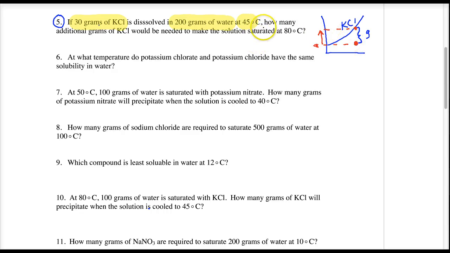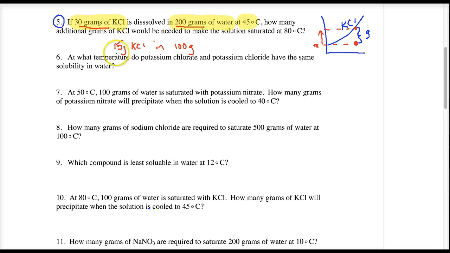Okay, but we have to decipher some of the clues here. First of all, we have 200 grams of water. We know that our graph is based on 100 grams of water. So they gave me 30 grams of KCl in 200 grams of water. Well, isn't that really like 15 grams of KCl in 100 grams of water, right? If I double the water, I double the solubility. And the reason I go 15 grams in 100 is because I have a graph on the other page that's based on 100 grams of water.